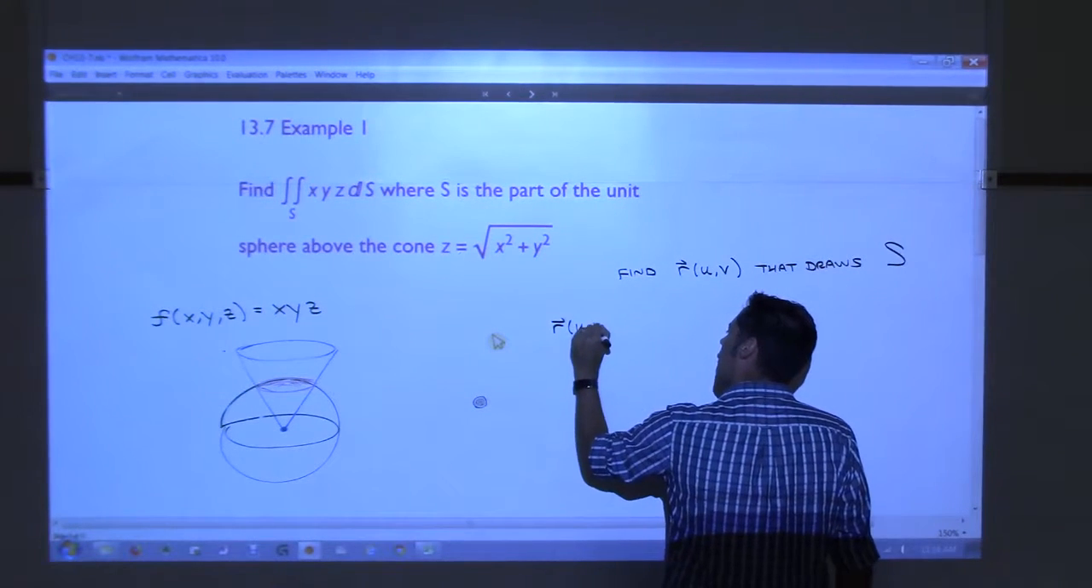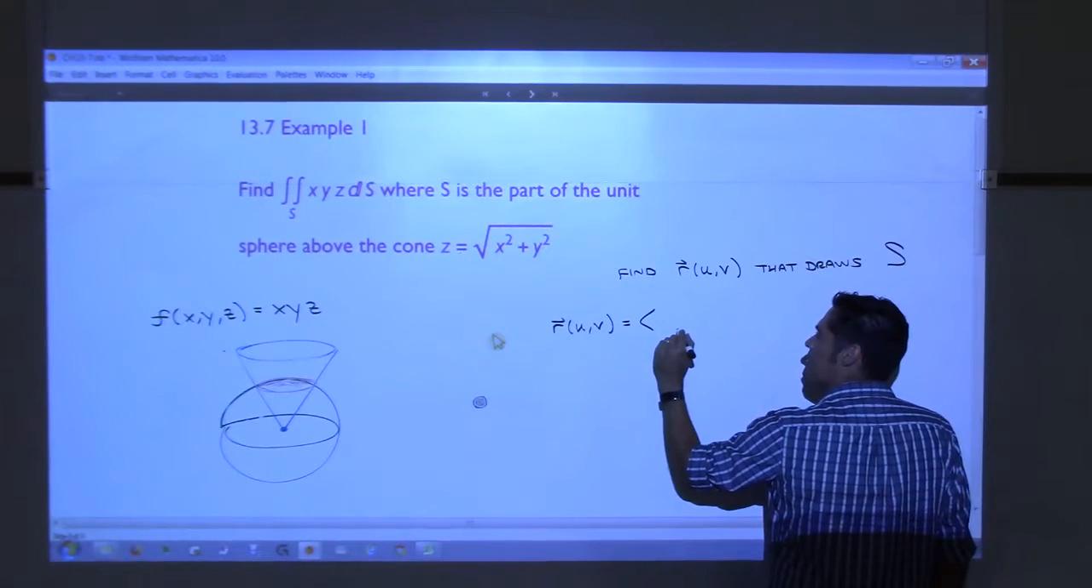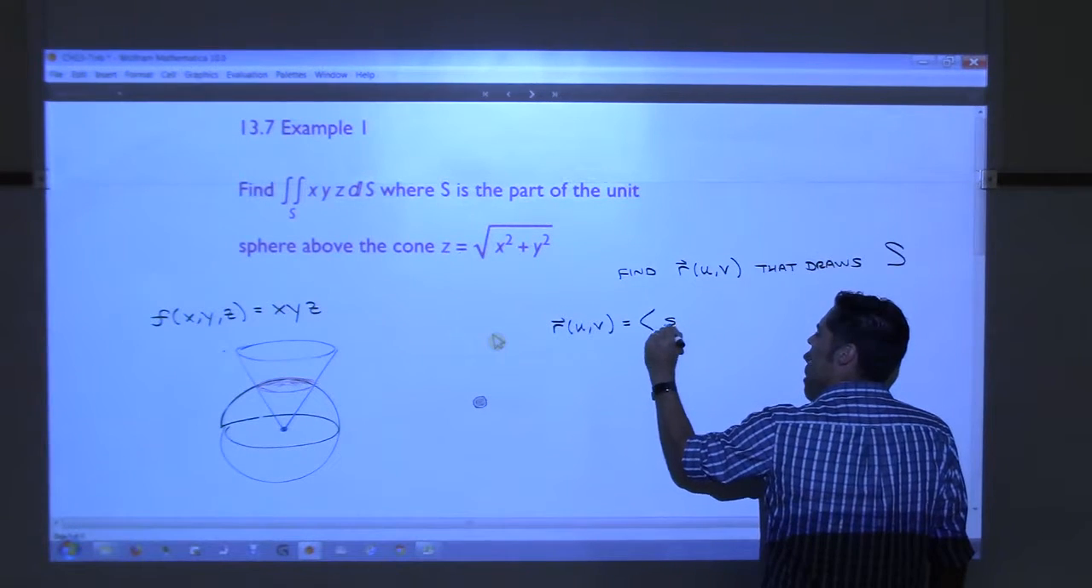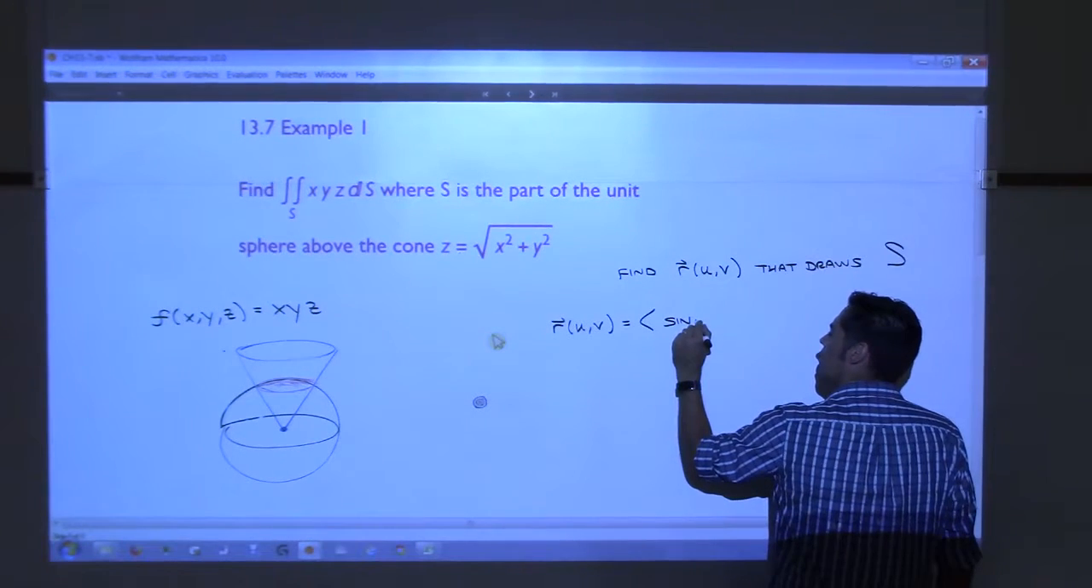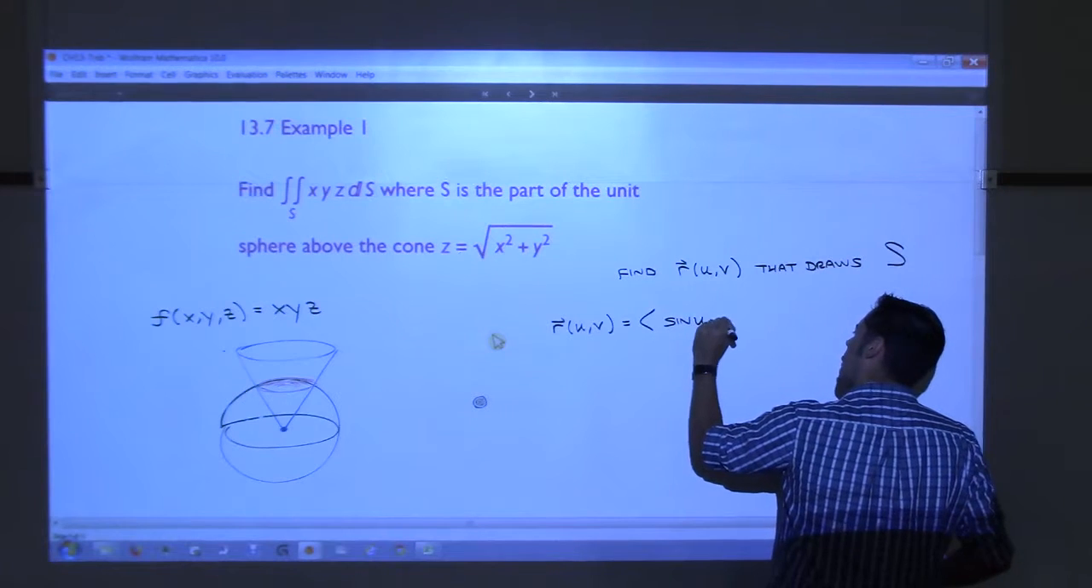R of uv, and what was it? What did I use? I want to stick to what I used last time. Sine, double check it. Because remember, we have the freedom to change u and v, don't we? Didn't I use u as the one between 0 and pi? Okay, I did sine u cosine v. Okay, sine u cosine v.